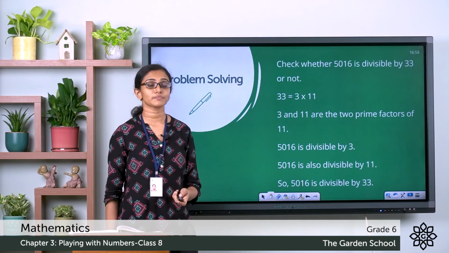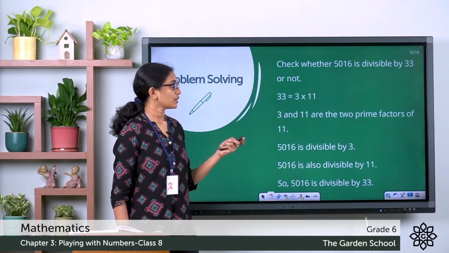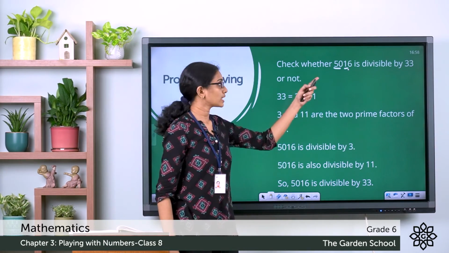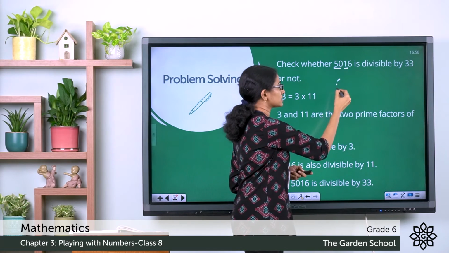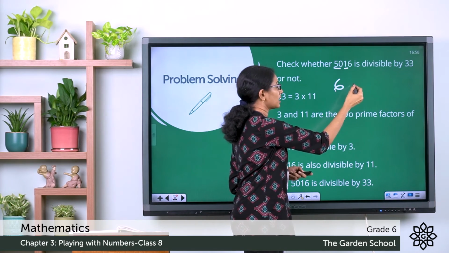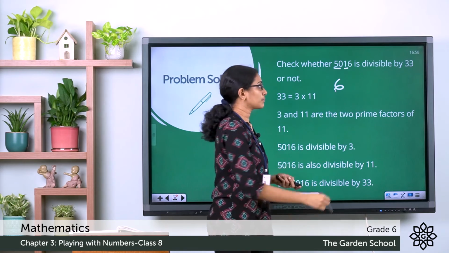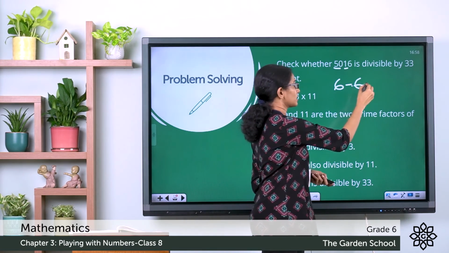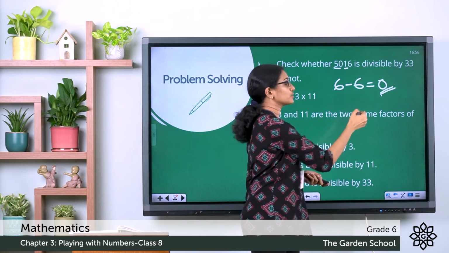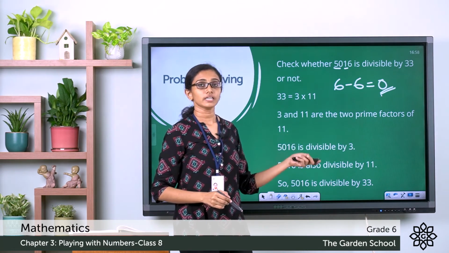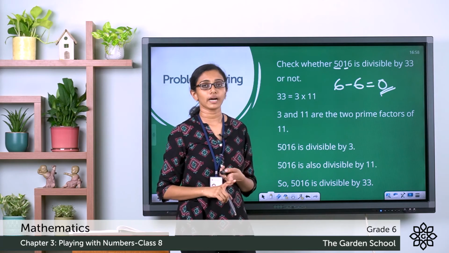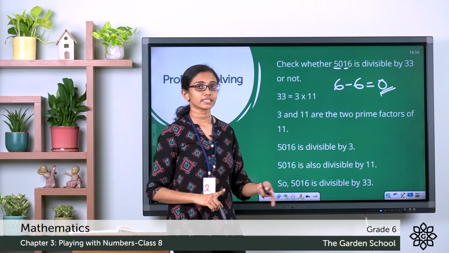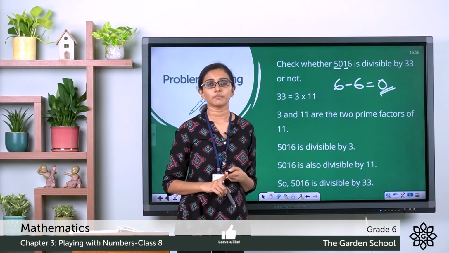Now, what about the divisibility by 11? You have to first find the sum of the alternate digits. So, here it is 5 plus 1, 6. Now, the other alternate digits are 0 and 6. Their sum is 6. Now, when you take the difference, what do you get? It is equal to 0. So, if it is equal to 0 or 11, then the given number will be divisible by 11. So, now that we got the difference as 0, we can say 5016 is divisible by 11.